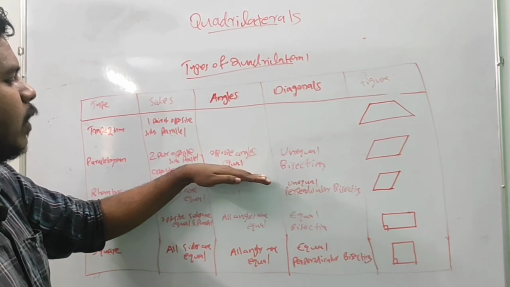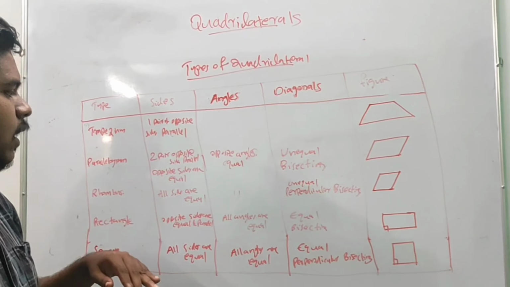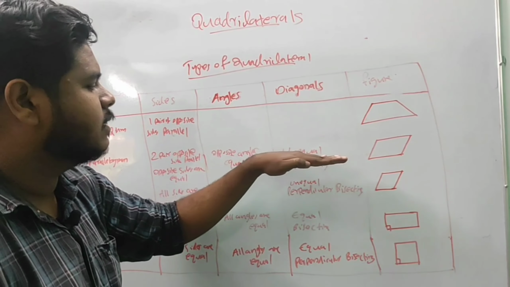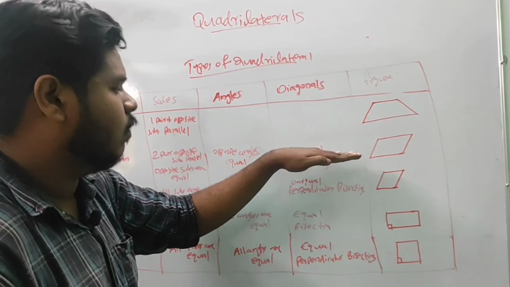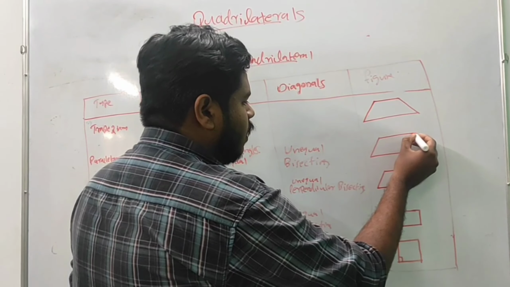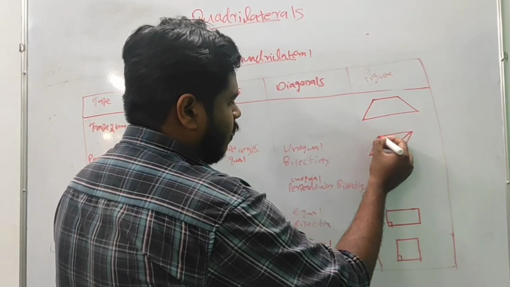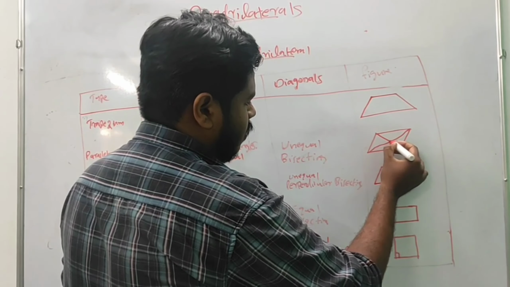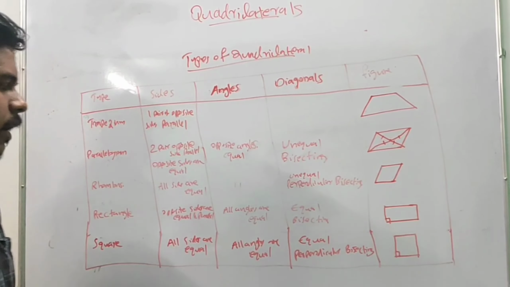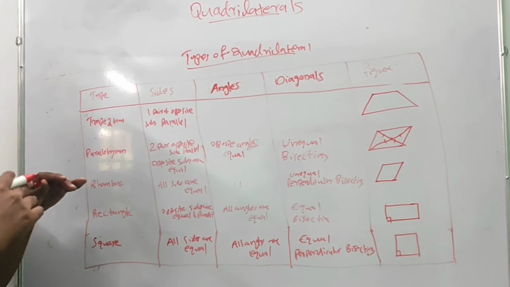About the angles, opposite angles are equal. And what about diagonals? Diagonals are unequal and bisecting. So if we draw diagonals in this one, they will be unequal, right? But they will be bisecting. At this point, these two parts are equal and these two parts are equal. So unequal and bisecting.